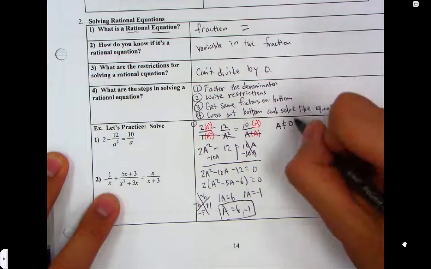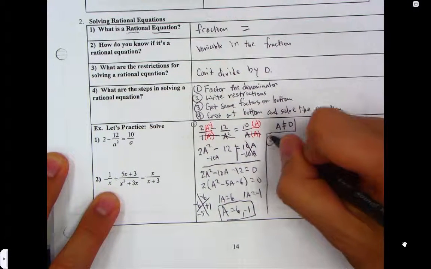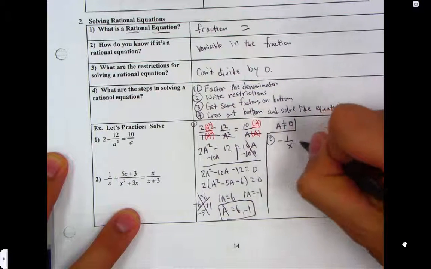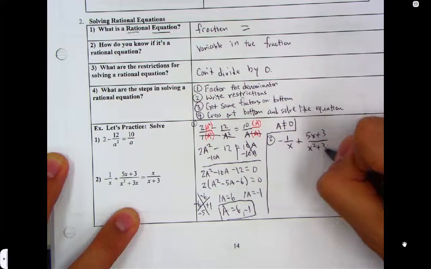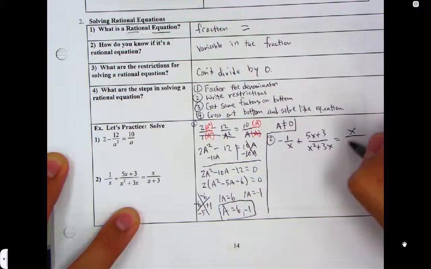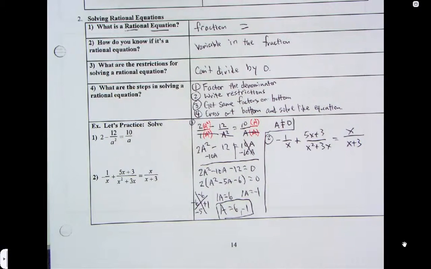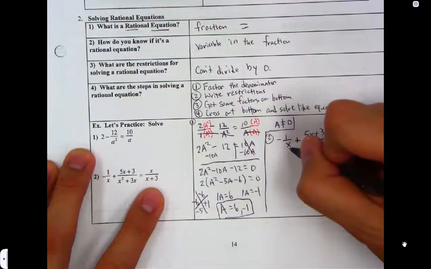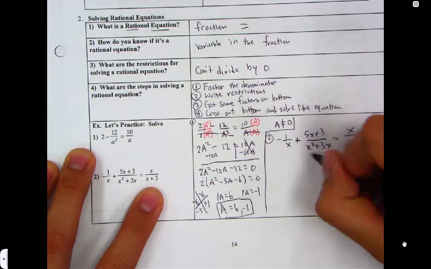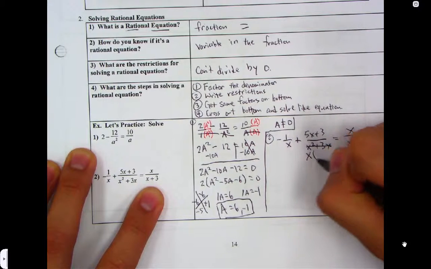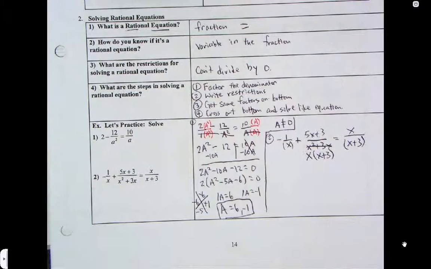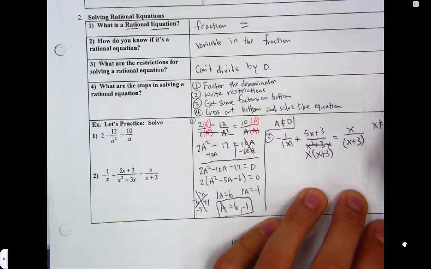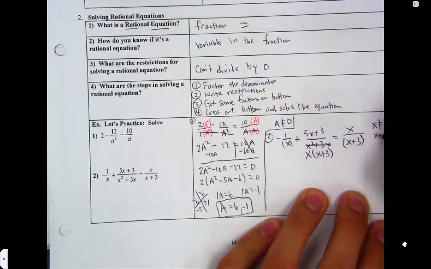Example 2. Negative 1 over x plus 5x plus 3 over x squared plus 3x equals x over x plus 3. Okay, step 1 is factor the denominator. X is already factored, there's no plus or minus. Take out GCF here, so I'm going to cross this out. I'm going to write x plus 3. This is already factored. I'm going to write my restriction on the side. So x is not equal to 0, and the other factor is x plus 3 is not equal to 0.